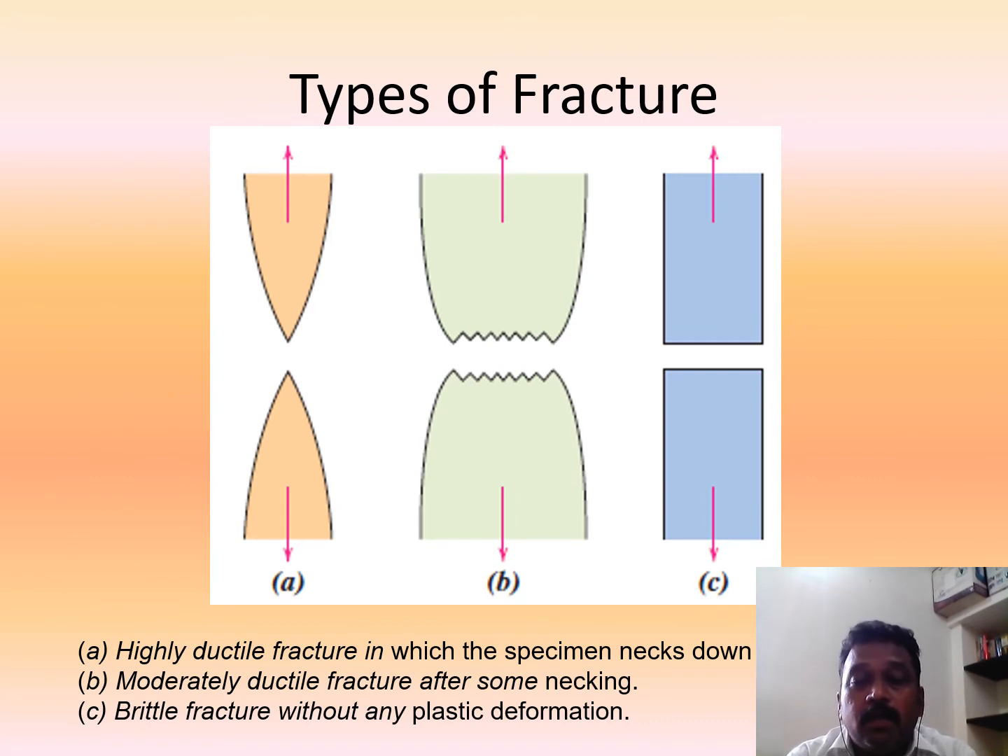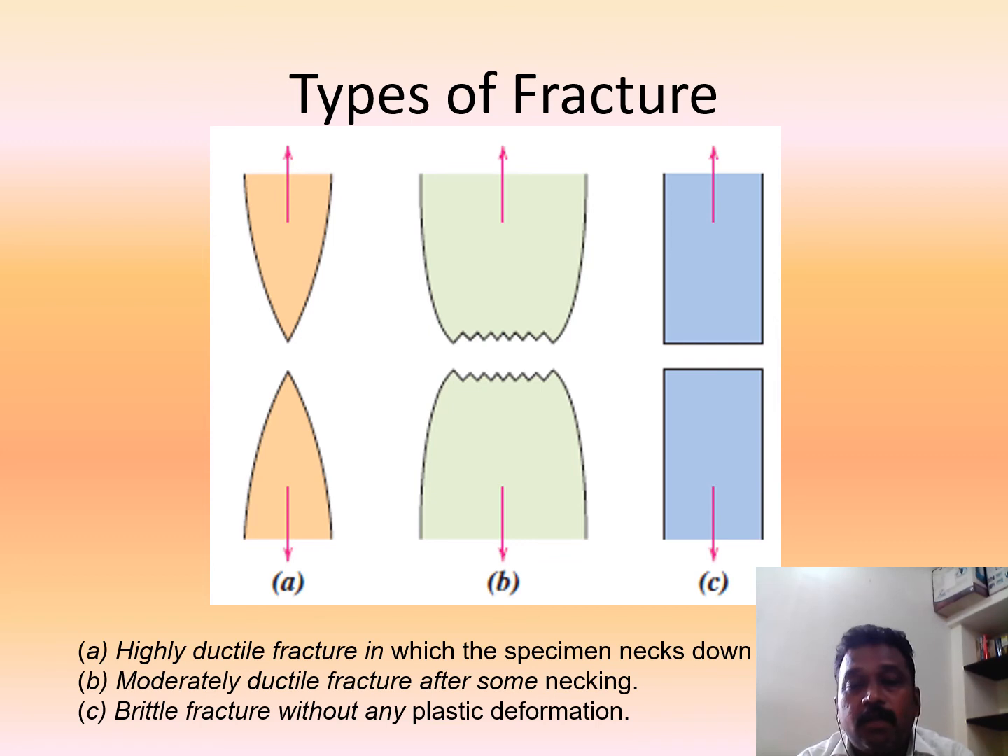You can see these types of fractures in a diagram illustration. See a highly ductile fracture in which the specimen necks down. You can see this A. It will come to a point when it fractures. You can see the cross section area decrease gradually, and then it got fractured. And then this one shows the moderately ductile fracture after some necking. Some necking forms, but not this much. Necking means reduction in the cross section area from the original area. This is the original cross section area, so this is the reduction in cross section area, and then it starts to fracture. And then you can see this one, brittle fracture. There is no plastic deformation. You can see the cross sectional area never changed.